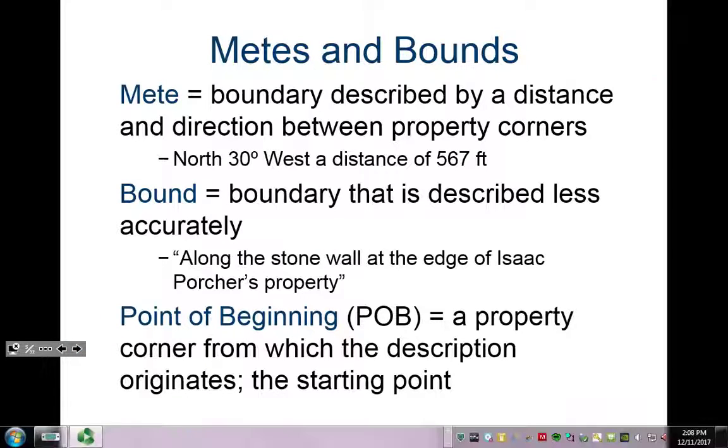So the mete, just as it says, is a boundary described by a distance and direction between property corners, for example north 30 degrees west a distance of 567 feet. Bound is a boundary that's described less accurately, something like along the stone wall. And then we have a POB, or point of beginning, a place from which you would start to find whatever this property boundary is.